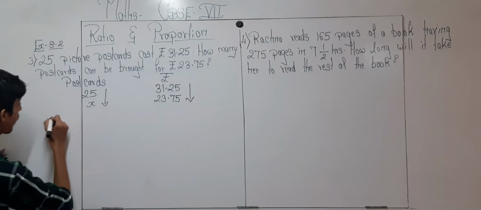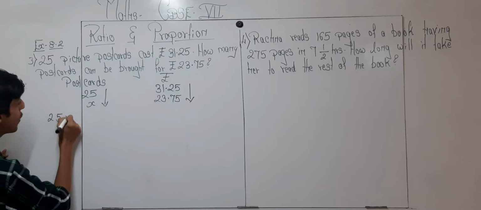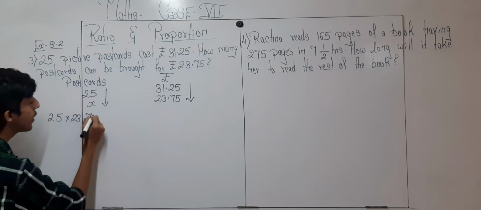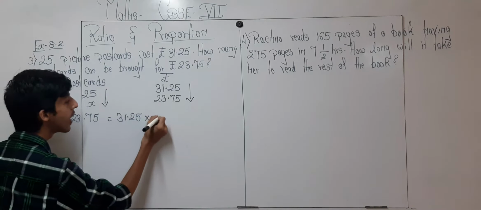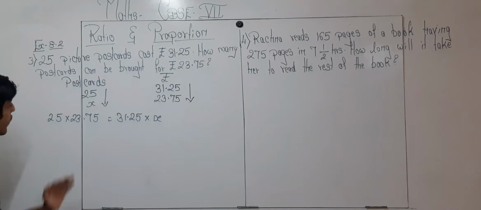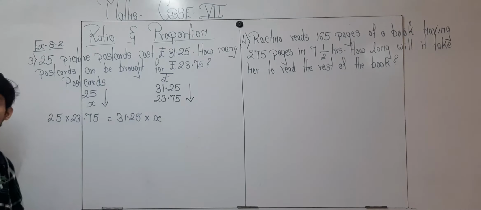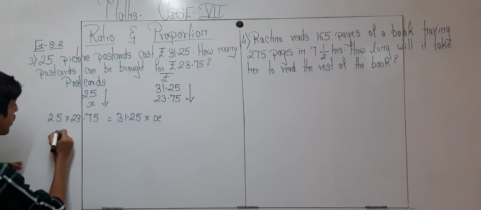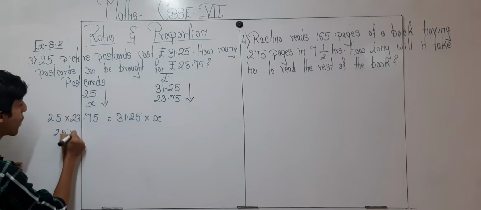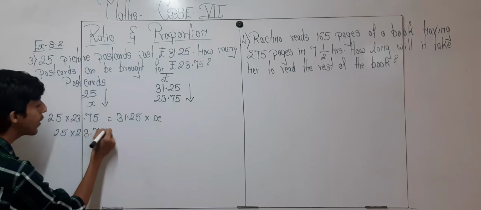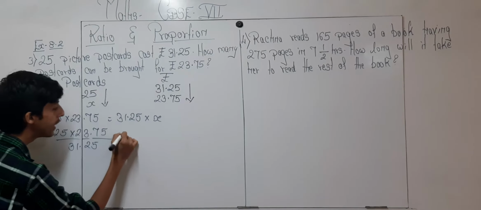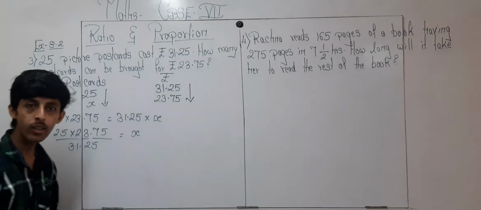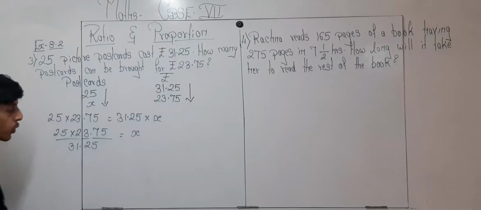So over here, 25 multiplied by 23.75 is equal to 31.25 multiplied by x. Now we are doing simple multiplication. But we are confused by the decimal point. So how to remove the points? See over here, 25 multiplied by 23.75 upon 31.25 is equal to x. Now I want to remove this point. So what will I do?